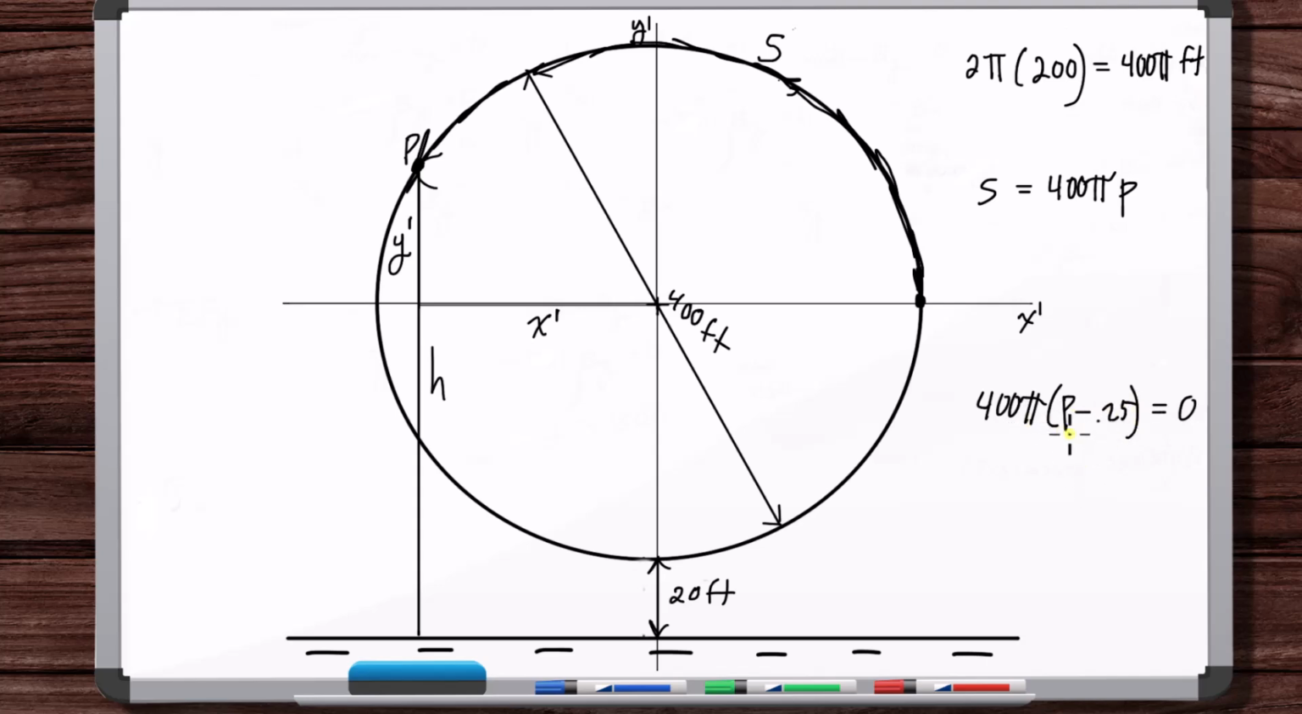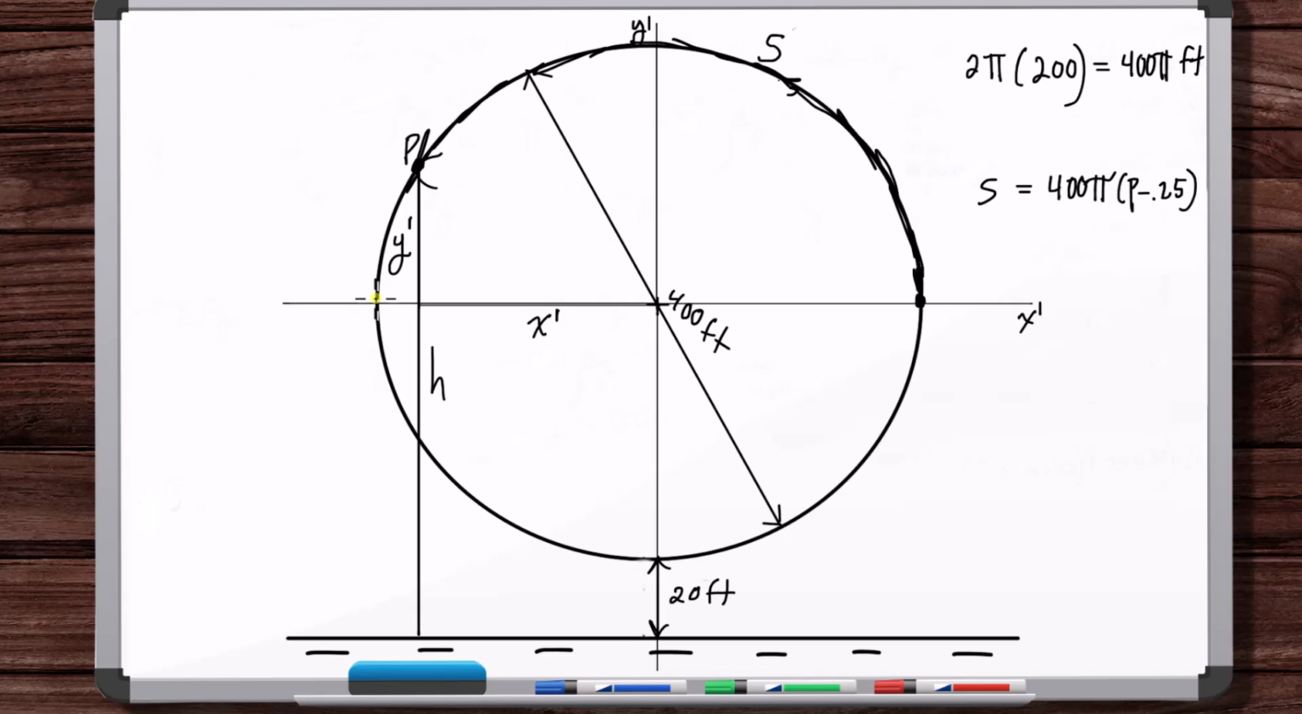Right? So here, when P is 0.25, this equals 0. So that's the formula relating S and P. Right? So when P is equal to 0, S is negative a quarter of a turn. And that's correct.